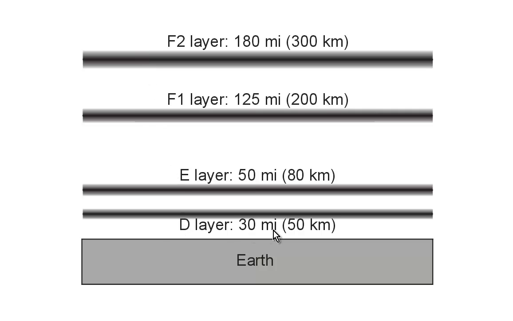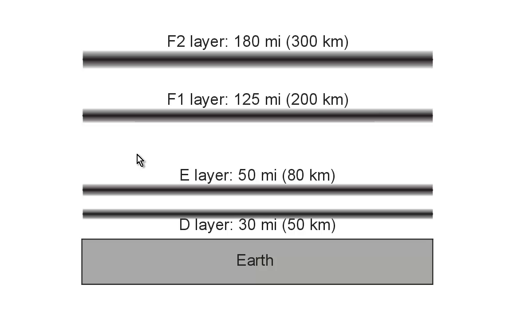The D layer, 30 miles or 50 kilometers. The E layer, 50 miles or 80 kilometers. The F1 layer, 125 miles or 200 kilometers. The F2 layer, the highest, at about 180 miles or 300 kilometers, but these values can vary somewhat, and these ionized atom layers tend to be kind of fuzzy. They're not well-defined strata. They're almost like very high clouds that you just can't see.